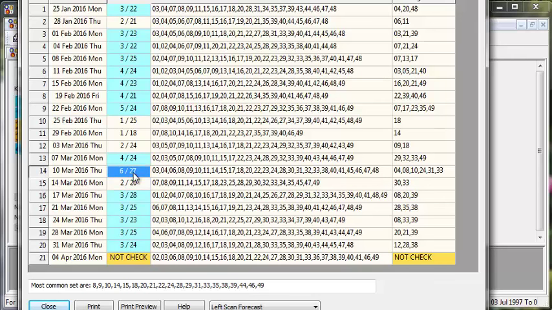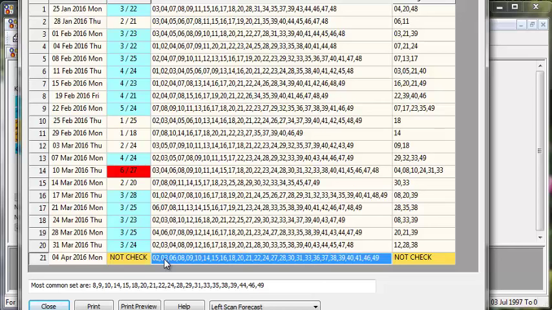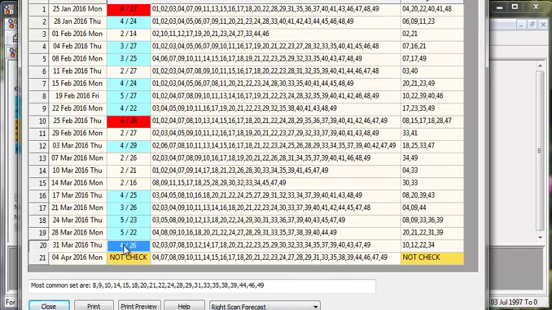Alright, for the left scan forecast, on the 31st of March, it forecasted 24 numbers and 3 numbers appear on the 4th of April. So it's considered very good. So on the 4th of April, this is the group of numbers using the left scan forecast.